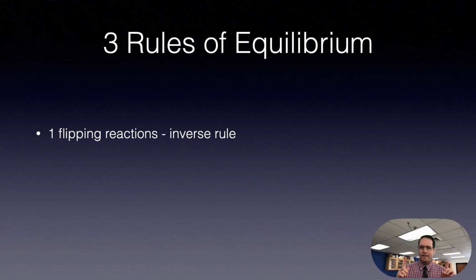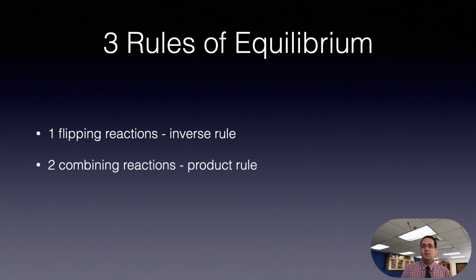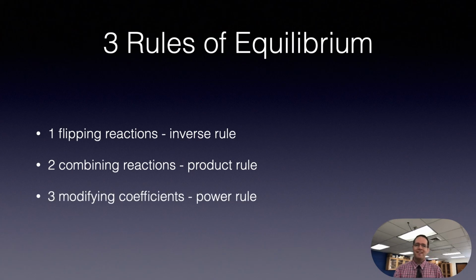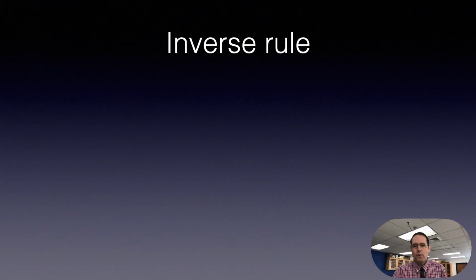You can flip a reaction, so A going to B, we can change it, B going to A, and we use what's called the inverse rule to calculate the equilibrium constant. We can also combine two separate reactions, and maybe we have the equilibrium constant of one and the equilibrium constant of the other. We can use the product rule to calculate the equilibrium constant of the combined chemical reaction equilibrium. And the third thing is we can modify coefficients, and we use what's called the power rule for that, okay? So let's go ahead and show how this works.